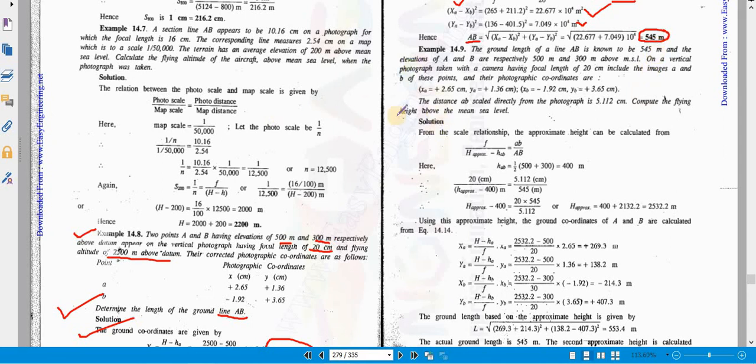Okay, there are other numericals also related to this, but I'm not sure that this type of question will be asked in your university exam. So I will finish your photogrammetric surveying over here only. Okay, this is all related to your photogrammetric surveying. Thank you so much.